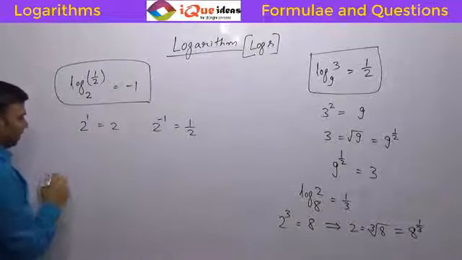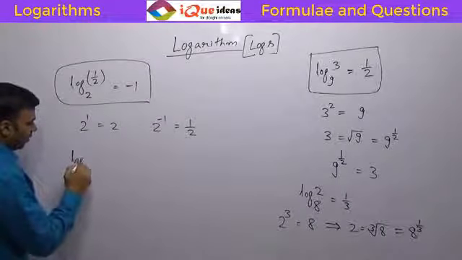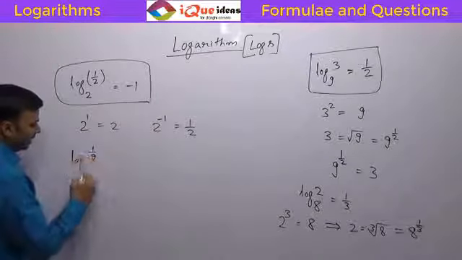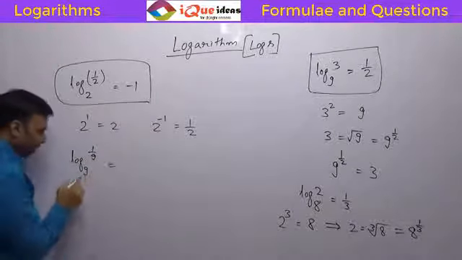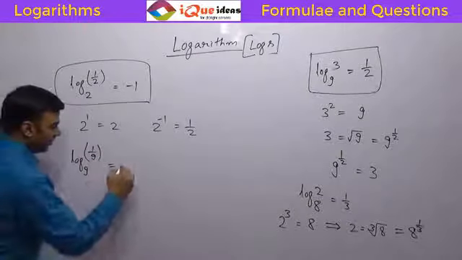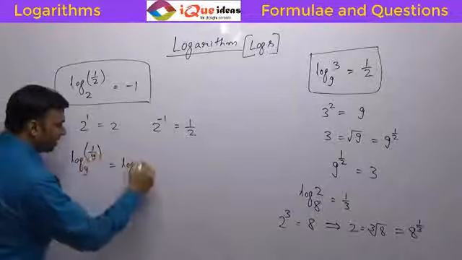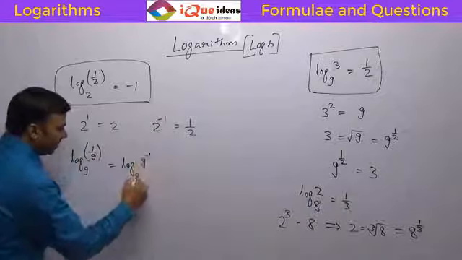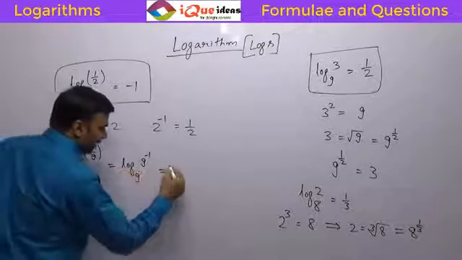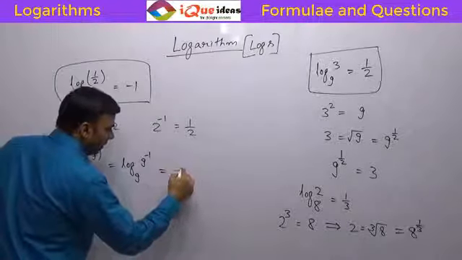Let's take another one. Suppose we have log of 1 by 9 to the base 9. So what power of this base 9 is equal to 1 by 9? So we can write this 1 by 9 as 9 to the power minus 1. So 9 to the power minus 1 is equal to 1 by 9. So it is minus 1.